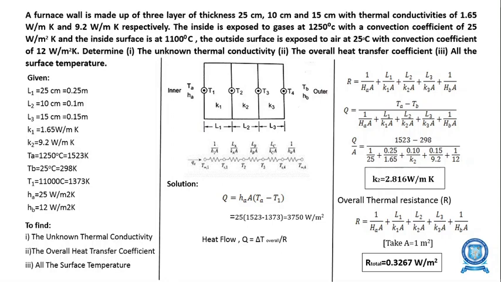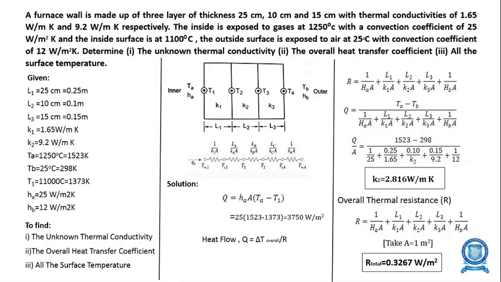Therefore, it is assumed as TA, where TA and TB are the temperatures of the convection, and T1, T2, T3, T4 are the conduction temperatures. And HA and HB are the heat transfer coefficients at the inner and outer surface. Okay, let's continue the problem.